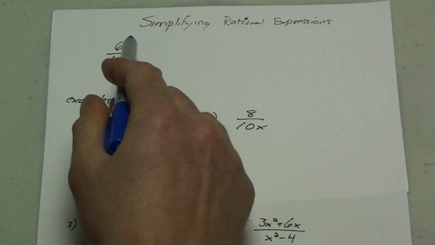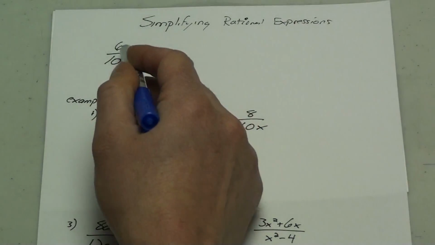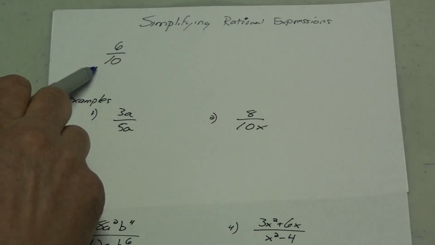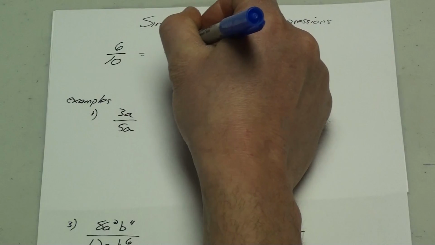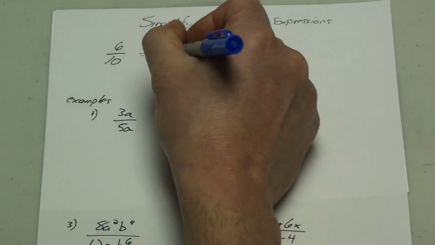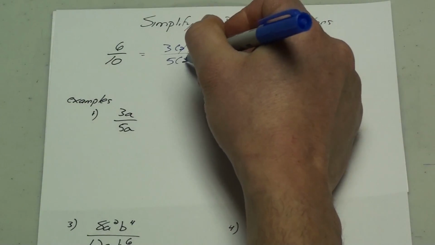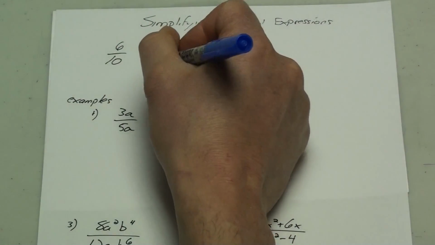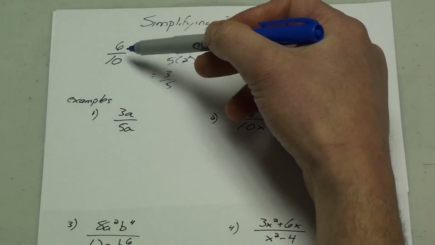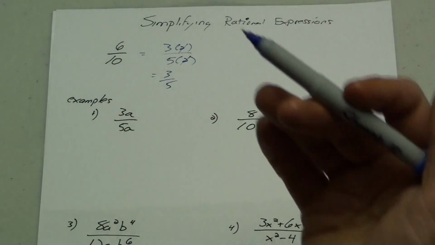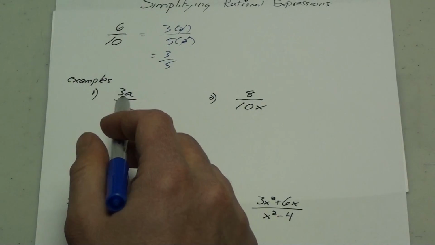So when I reduce a fraction, I divide what I can from both the top and the bottom. And so I can divide both the top and the bottom of this fraction here by 2. So I have 3 times 2 on the top, and I have 5 times 2 on the bottom. Now they're both being divided by 2, so I can cancel them out, and I'm left with a reduced fraction of 3 over 5. What I did to the top, I had to do to the bottom, and I divided it out.